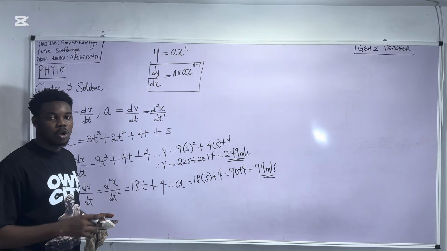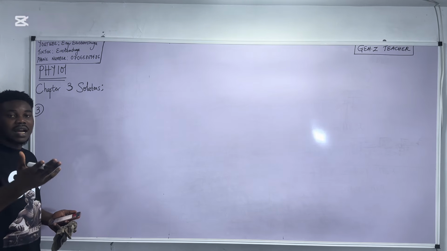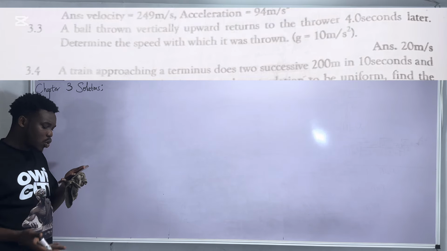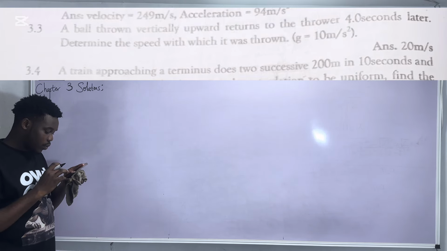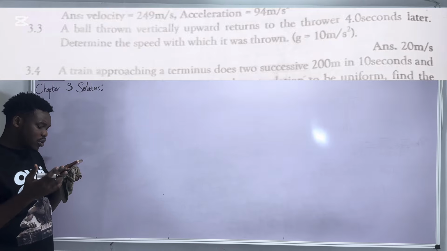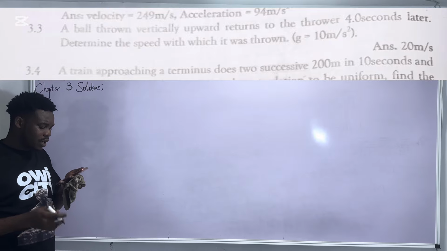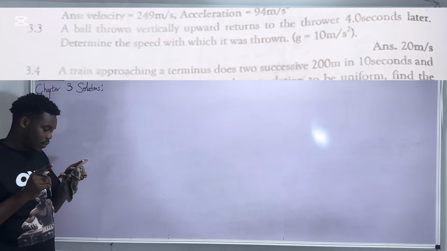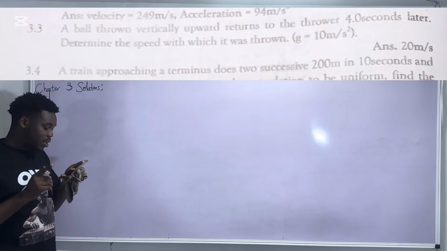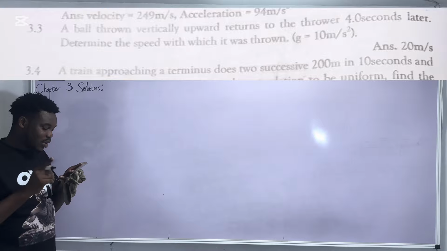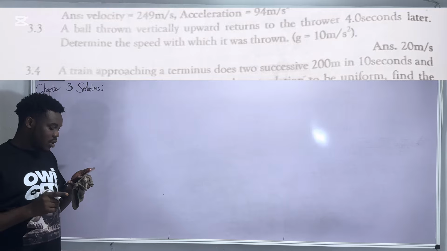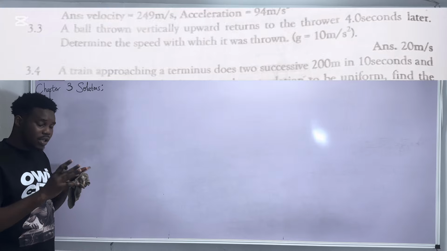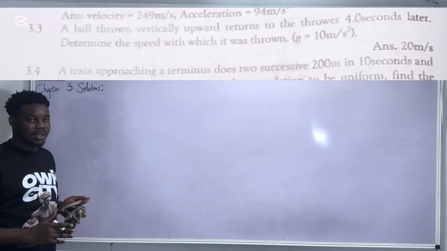Moving on to number 3. Question number 3, as displayed on the screen. It says, a ball is thrown vertically upward, returns to the thrower 4 seconds later. Determine the speed with which it was thrown. In brackets, g equals 10 meters per second squared.